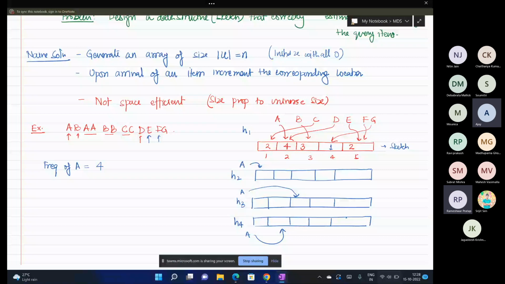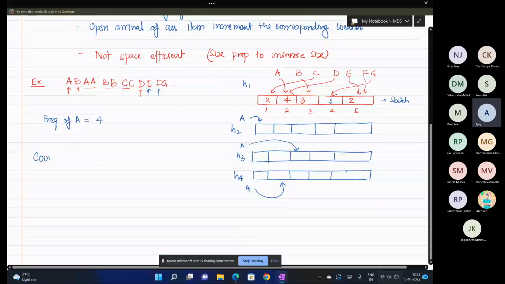And this is a very classical algorithm in streaming algorithms, and this is called count min sketch.